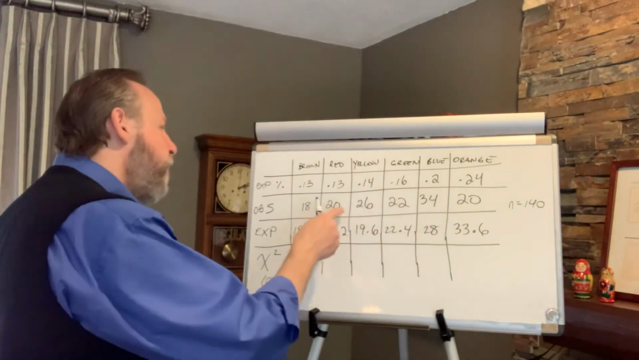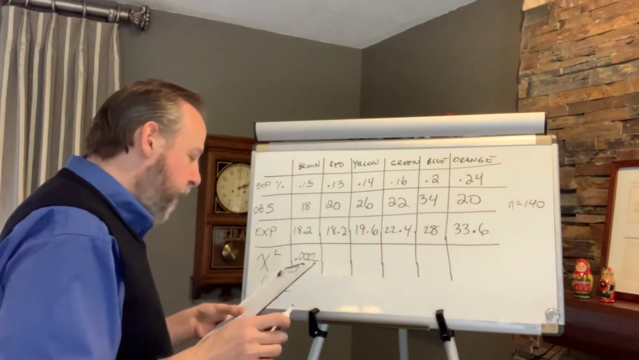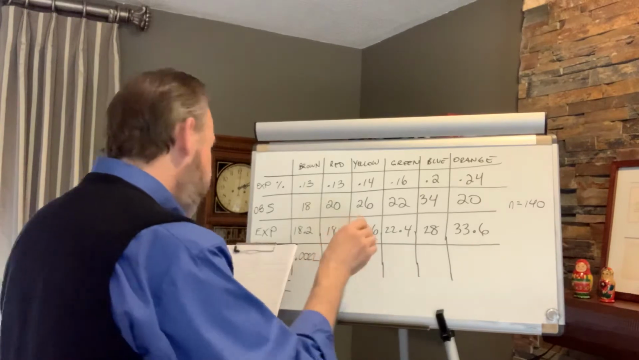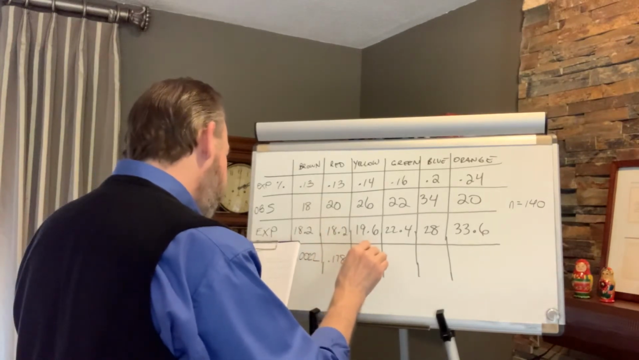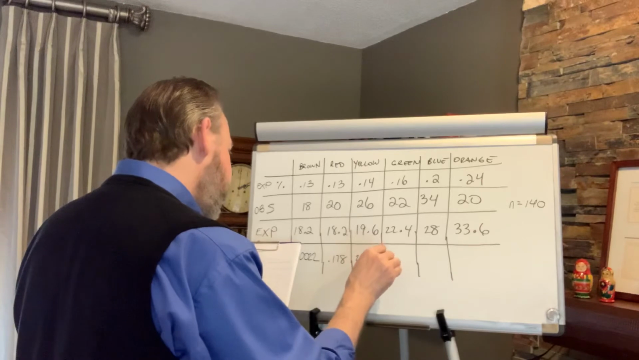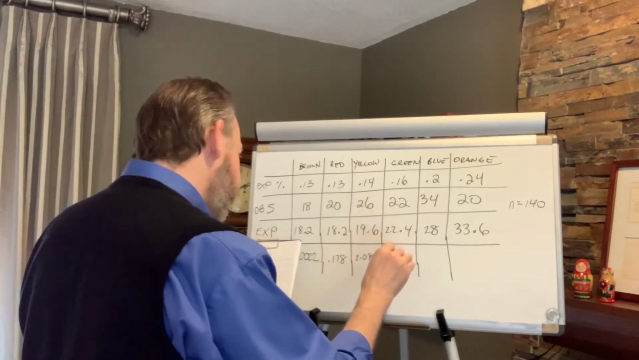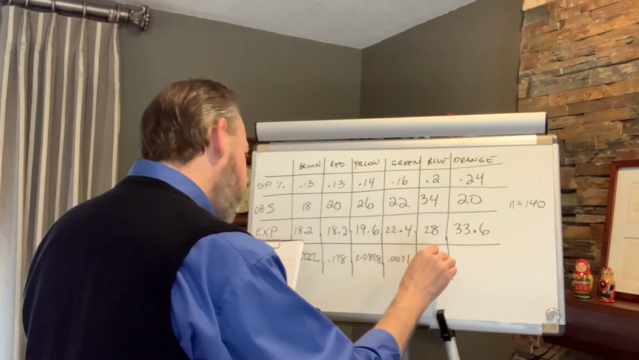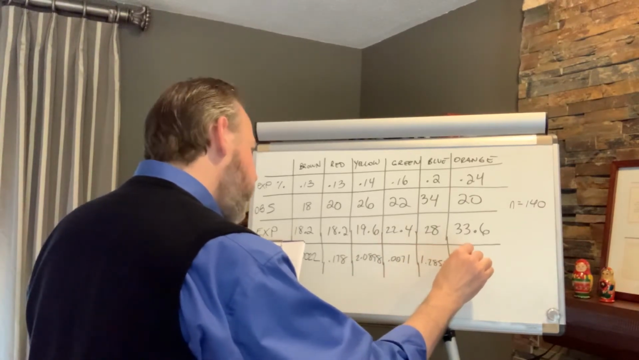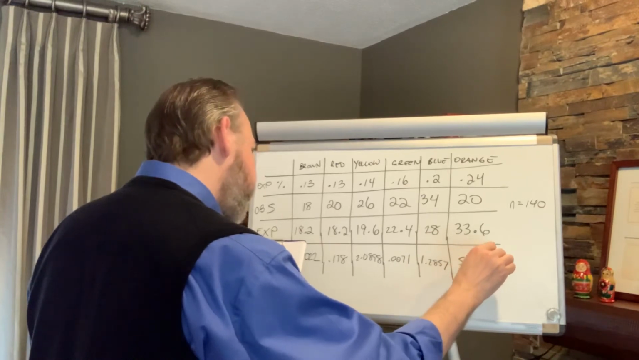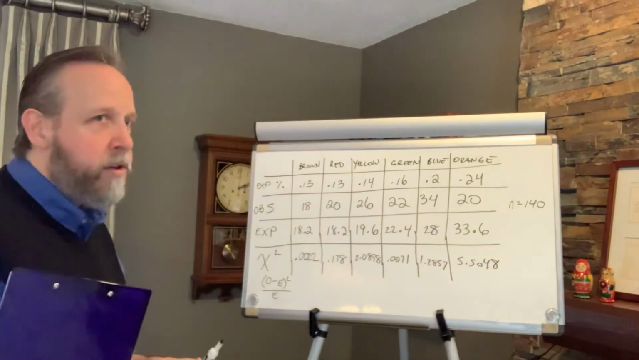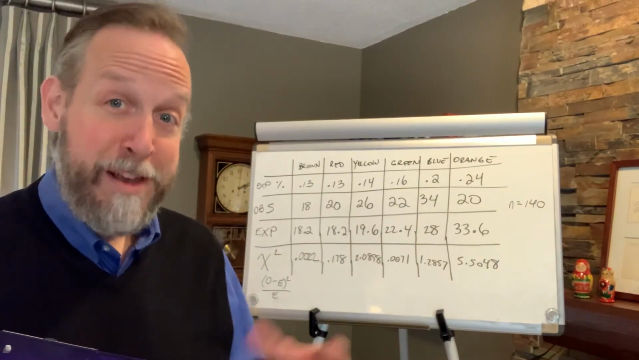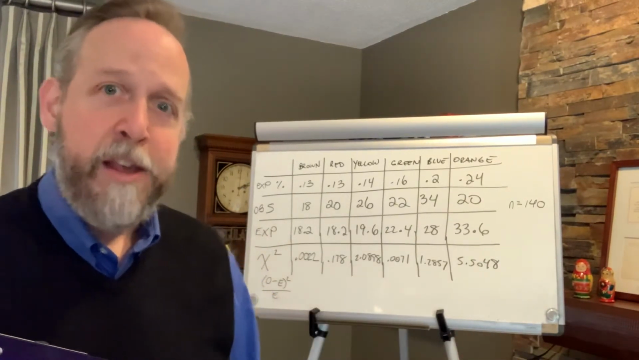For red, 20 minus 18.2 squared divided by 18.2 is 0.178. Same thing for yellow, we get 2.0898. Do the same thing for green, you're going to find 0.0071. Blue is 1.2857. And orange is 5.5048. Please notice something. The more different the observation is from the expectation, the larger the chi-square value is.